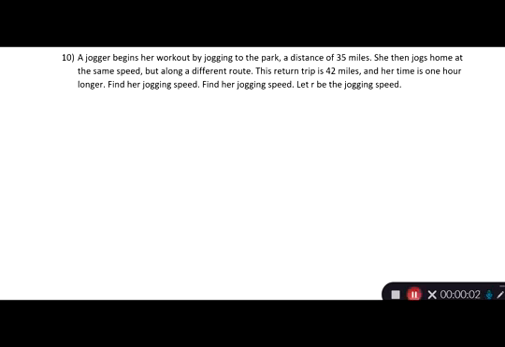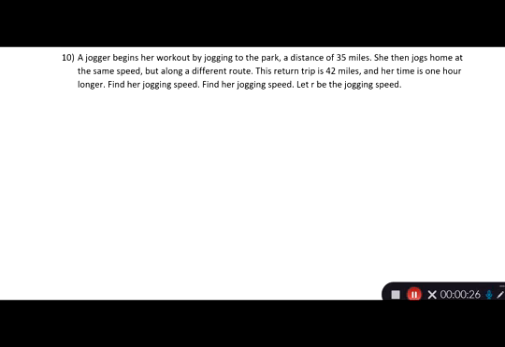In this video, we're working on the Module 4 test review. So question 10 says, a jogger begins her workout by jogging to the park, a distance of 35 miles. She then jogs home at the same speed, but along a different route. The return trip is 42 miles, and her time home is 1 hour longer. Find her jogging speed.